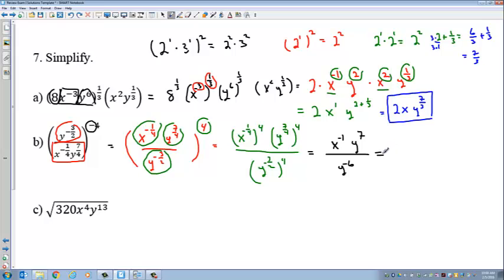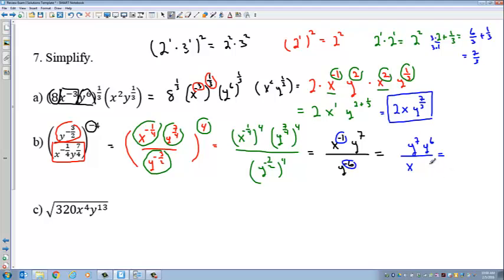The second to last step is basically you're going to take care of these negative signs. So remember, when you have a negative sign in the exponent, it means just move it to the bottom. When it's in the bottom and you have a negative sign, you just move it to the top. So what we have here is y to the 7th divided by x to the 1 goes to the bottom, so it's just really x. But y to the 6 is going to go to the top.